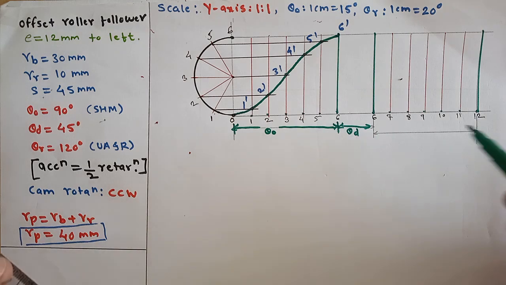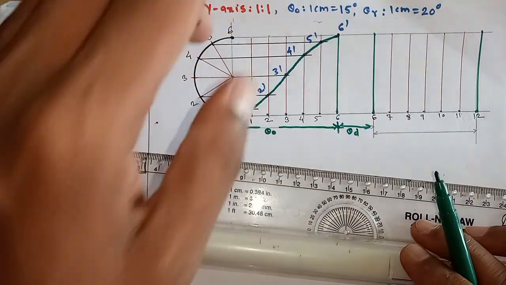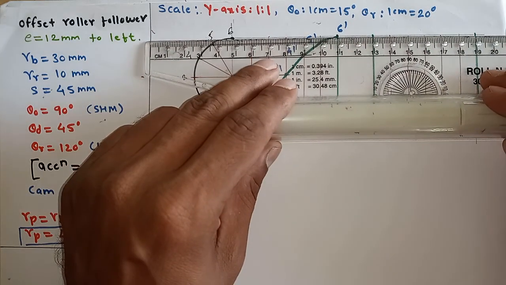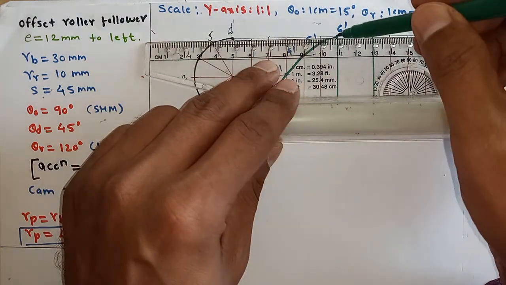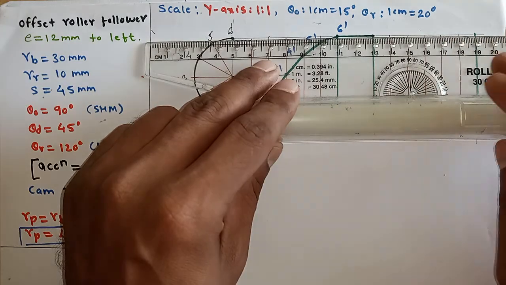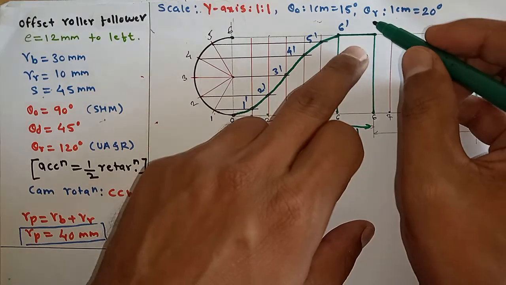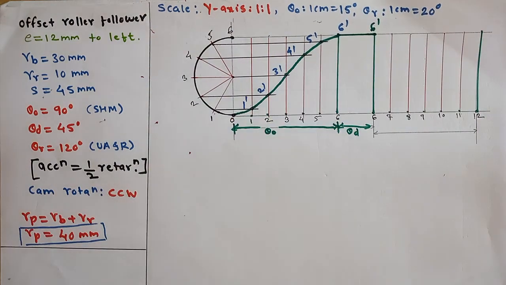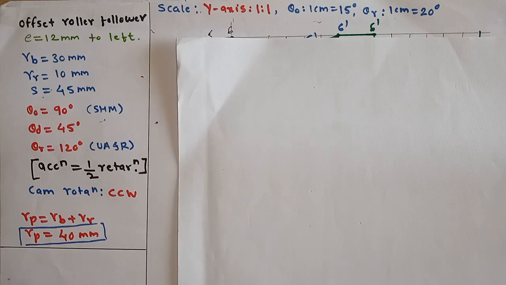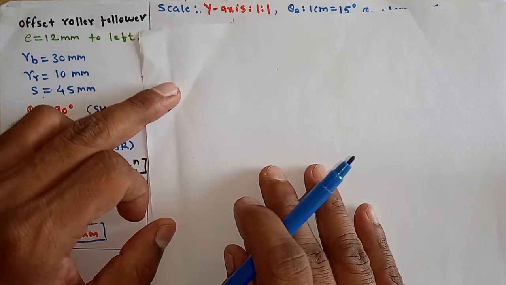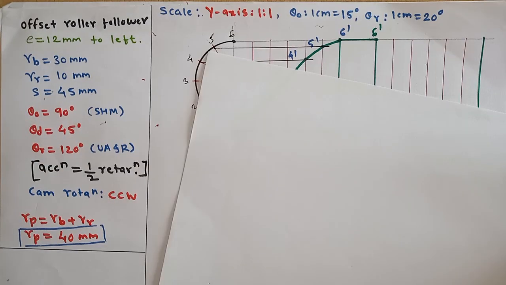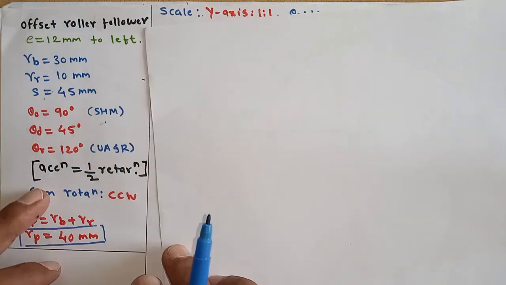Now next is the dwell period during which follower is at rest at the topmost position. So its displacement is 0 during this period. So we get a straight line at topmost position for 0 displacement. And this point is 6 dash. Now for return stroke, follower is moving with uniform acceleration and retardation. And acceleration is half of the retardation.